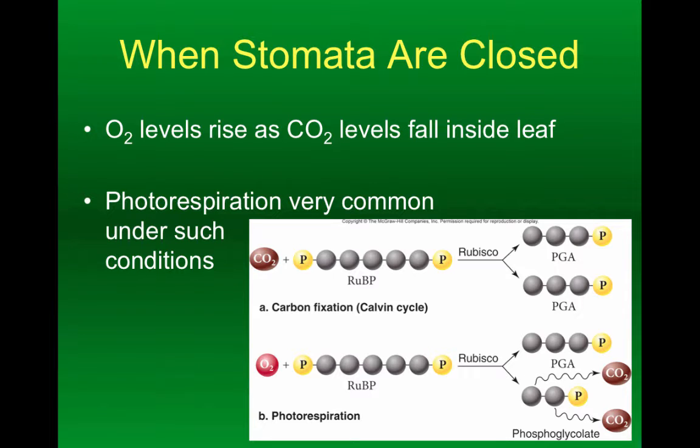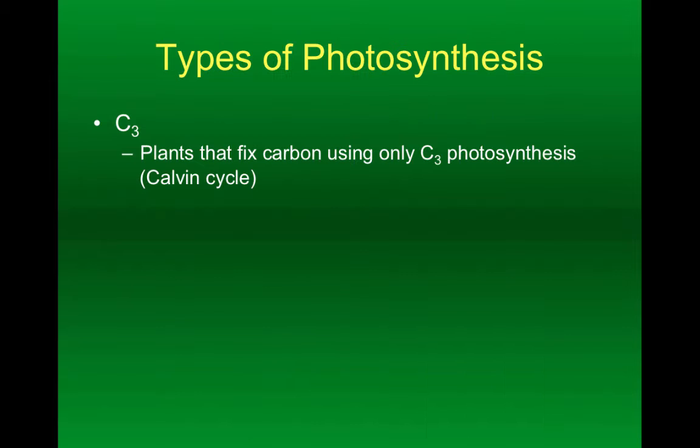They're not really getting any benefit out of it. They're wasting glucose that they otherwise should be making. Right? And that's a bad thing if you're a plant. All right, so there's 3 main types of plants photosynthetically on Earth.